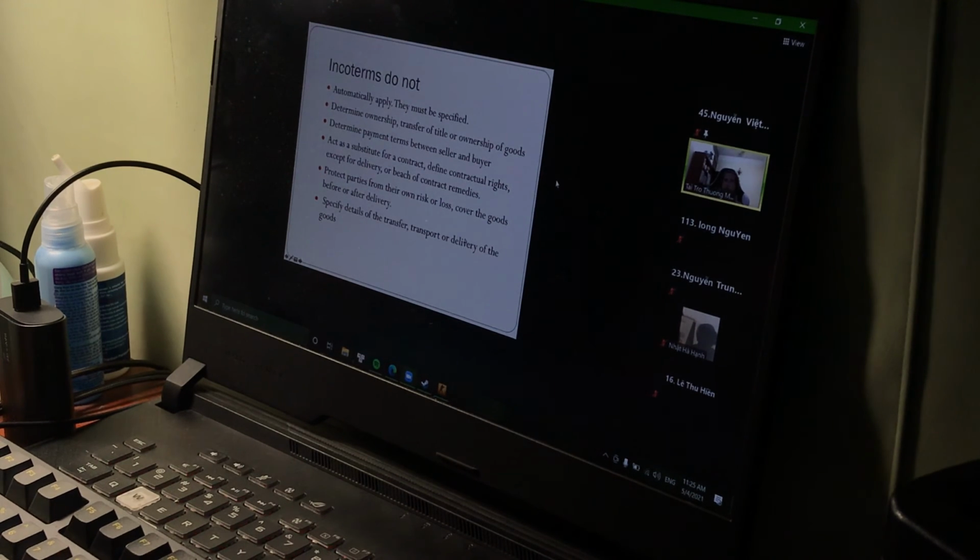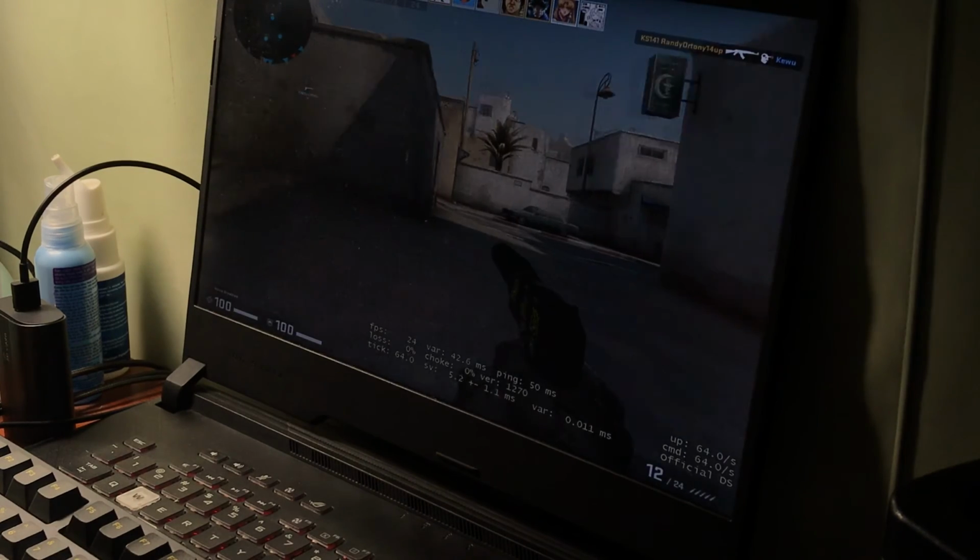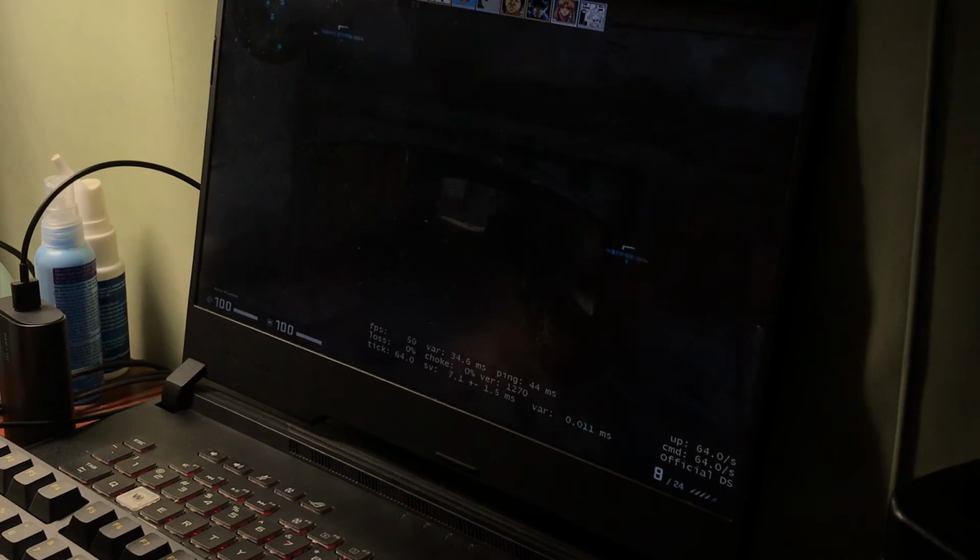Incoterms do not, I just said, do not automatically apply. If you say that you don't use Incoterms, instead you use other rules, you use another law, okay? Then you are never based on Incoterms. So you must state in the contract that you use Incoterms. If you state subject to Incoterms, then Incoterms will be automatically applied.